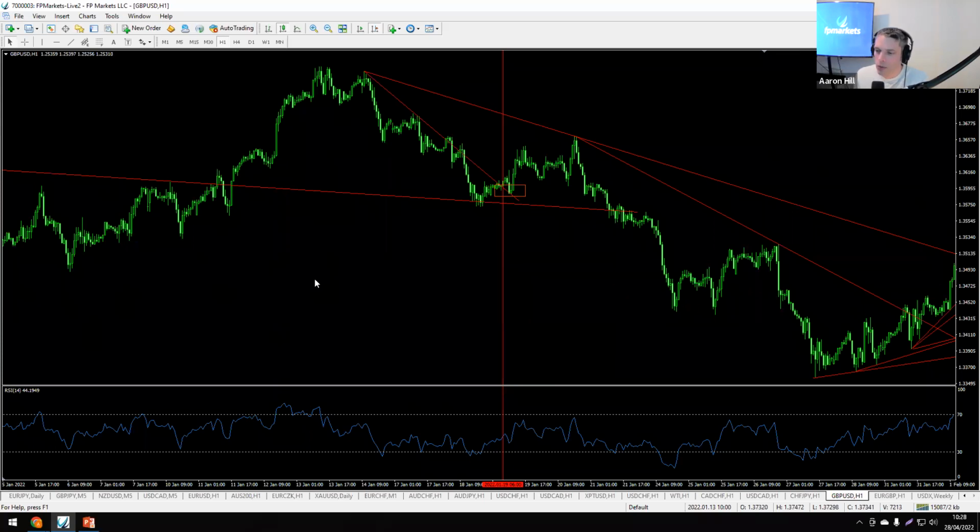I generally do like to use TradingView for my technical drawings, but as most of us will probably be using the MetaTrader platforms, I thought I would use this.